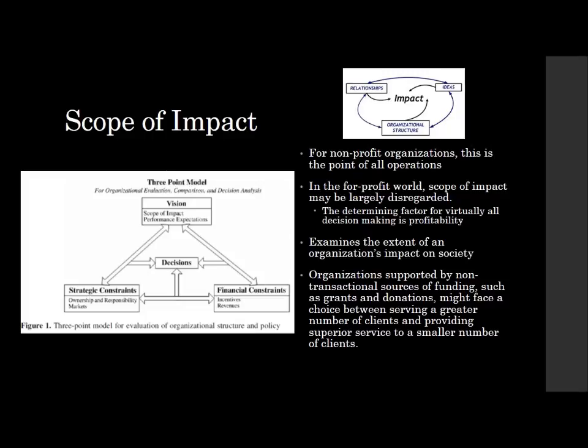As a rule, nonprofits are less concerned than for-profit organizations with financial gain, though this is a relative difference, not an absolute one. In nonprofit organizations, matters involving financial gain are complicated by many other factors. Nonprofits must weigh societal change against the generation of revenue. Organizations supported by non-transactional sources of funding, such as grants and donations, might face a choice between serving a greater number of clients and providing superior services to a smaller number of clients. Other issues may also arise, such as a conflict between the organization's specific goals and those of a potential or current funding organization.